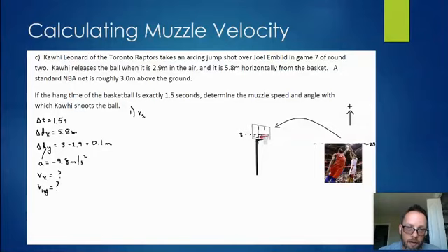Vx is easy to find because we know that the ball traveled 5.8 meters in 1.5 seconds. And so our Vx is just doing that division, 5.8 divided by 1.5. I'm going to call that 3.9 meters per second. Okay, so we got Vx. That wasn't too bad. Can we find V1y quickly and efficiently?